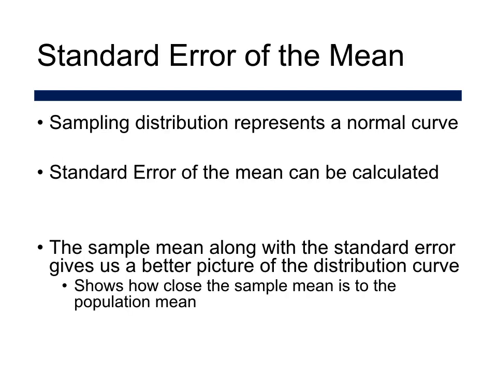Because a sampling distribution represents a normal curve, we can determine the variability of the sample from the mean. We do this by determining the standard error of the mean. The standard error of the mean equals the standard deviation of the sample divided by the square root of the sample size. So the square root of n refers to the square root of the sample size. The standard error shows how close the sample mean is to the population mean. This can help give us a better picture of the data and the distribution curve.